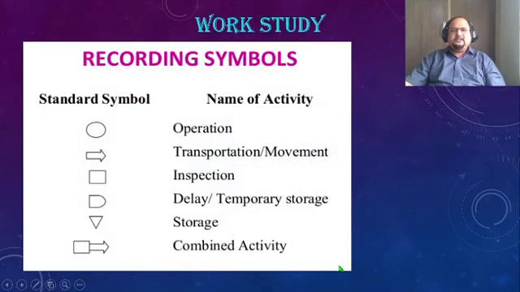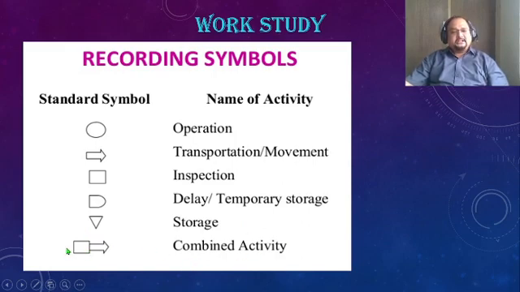Now let us see what symbols we use, how we use them, and where we use them. You have seen this in the previous slide. In the format, you can put a symbol so that it is easy for you to quickly note it down when you are practically doing the time and motion study. So you can put this symbol for operation, this arrow mark for transportation or movement. You can put a square for inspection. You can put this symbol for delay or temporary storage. You can put this symbol for storage.